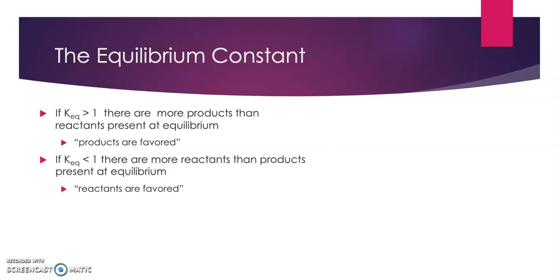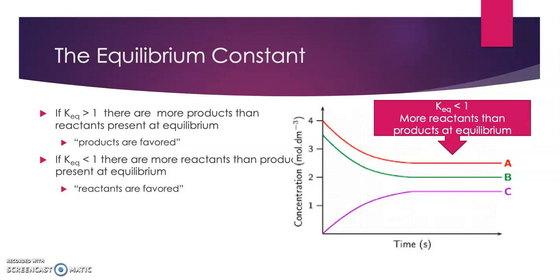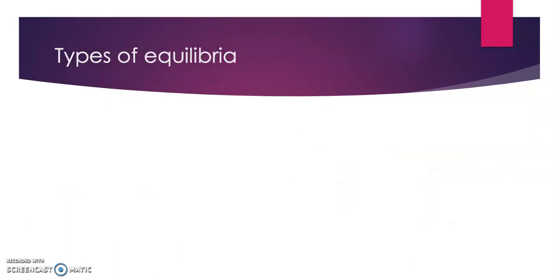If we look at our graph again, at equilibrium, the concentrations of A and B, once they level off, are definitely higher than what I see for the concentration of C. And that would tell us that the KEQ is less than 1. I have more reactants than products at my equilibrium position.